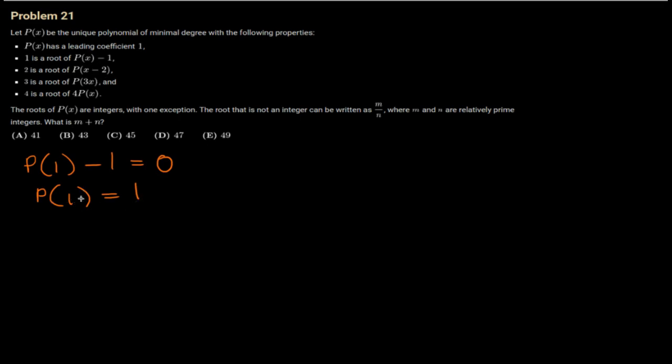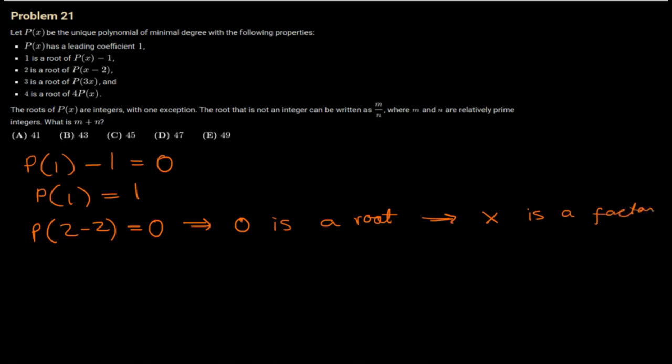So let's look at the rest of the stuff. We'll just keep this aside. 2 is a root of p of x minus 2. So if you plug in 2 over here, you get p of 2 minus 2, so this becomes 0. Sorry, this becomes 0, so 0 is actually going to be the root. 2 is not a root over there. 0 is the root. And if 0 is a root, what does this tell us? This tells us that one of the factors is x. So x is a factor. At least that's something useful that we can use.